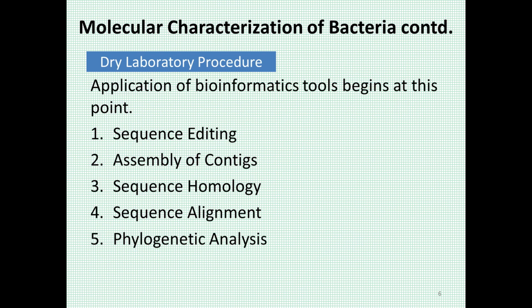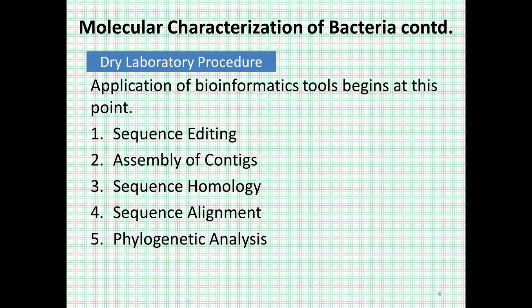This involves the application of bioinformatic tools, and this is stated as sequence editing, assembly of contigs, sequence homology, sequence alignment, phylogenetic analysis. Now, if you have sent your samples or your organism to a company, usually the sequence editing and the assembly of contigs is done already. Then you just have to proceed from step 3 to step 5.